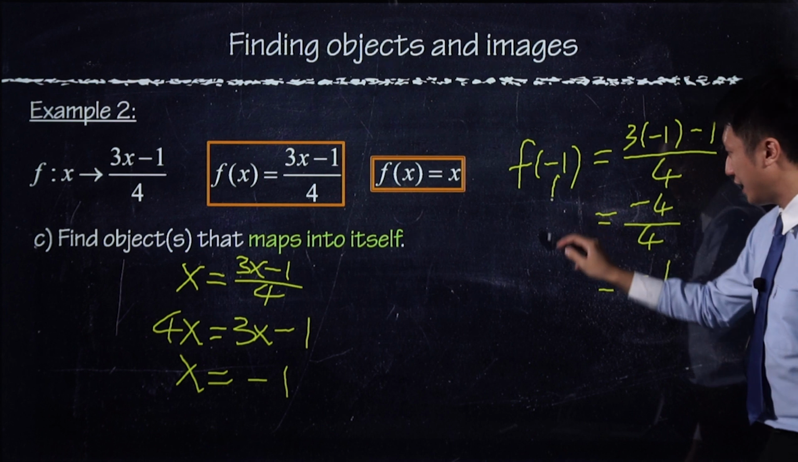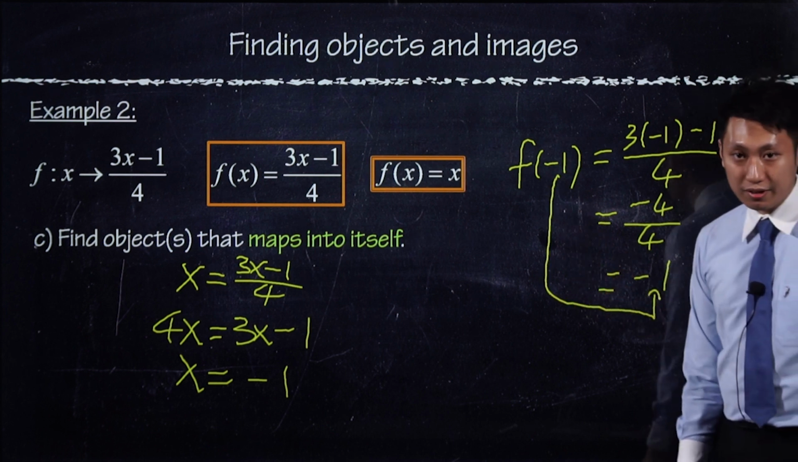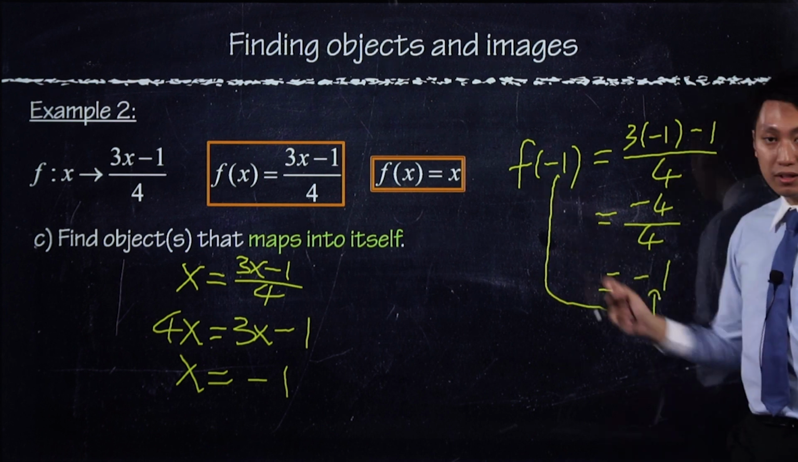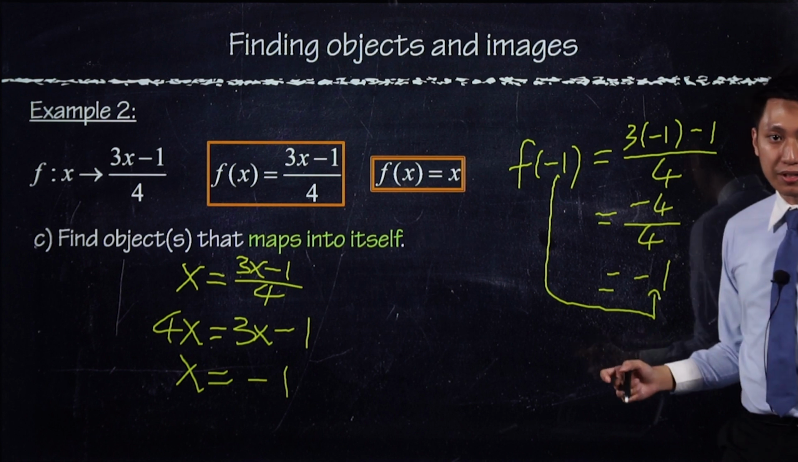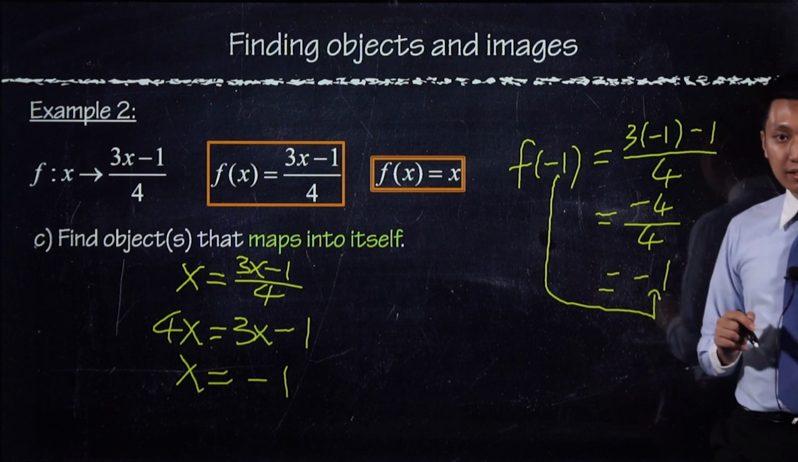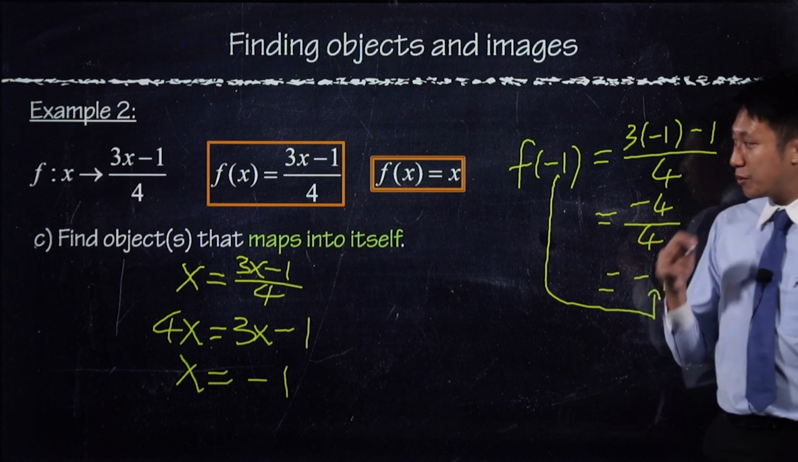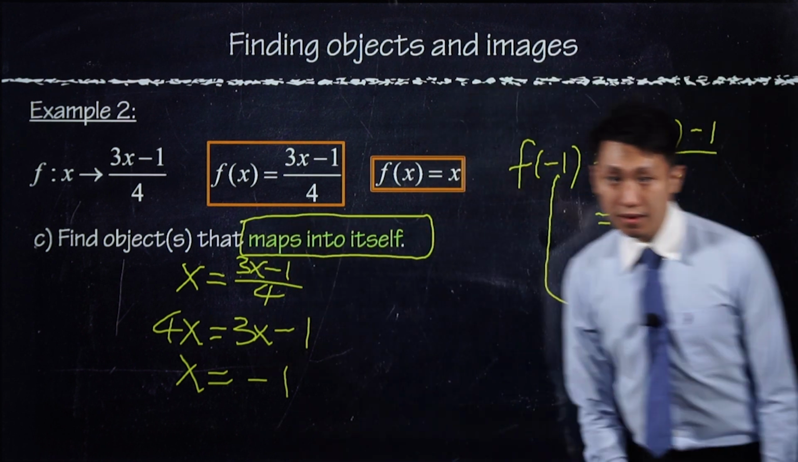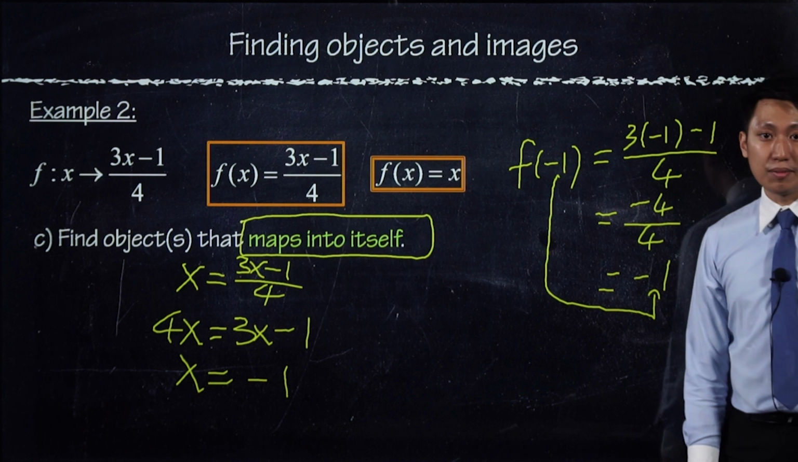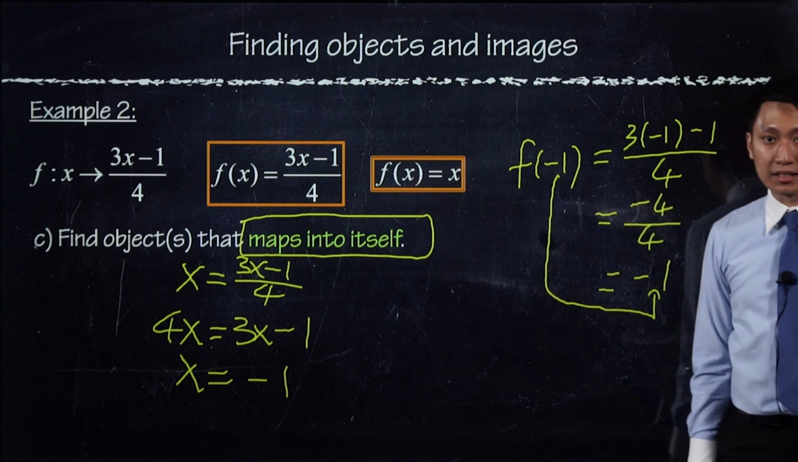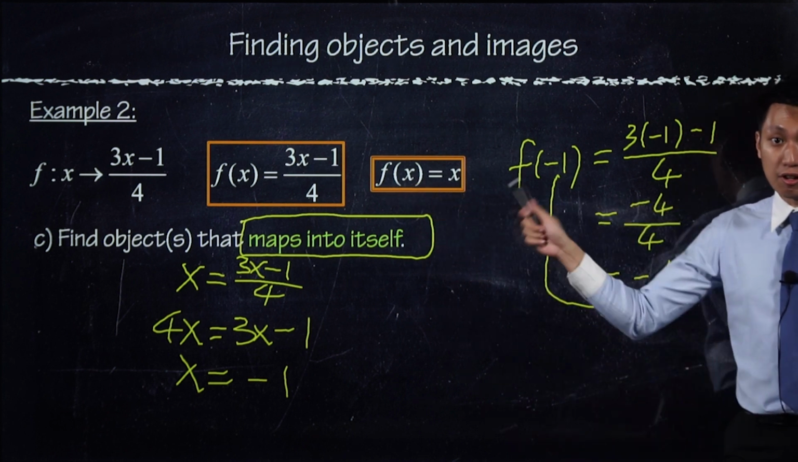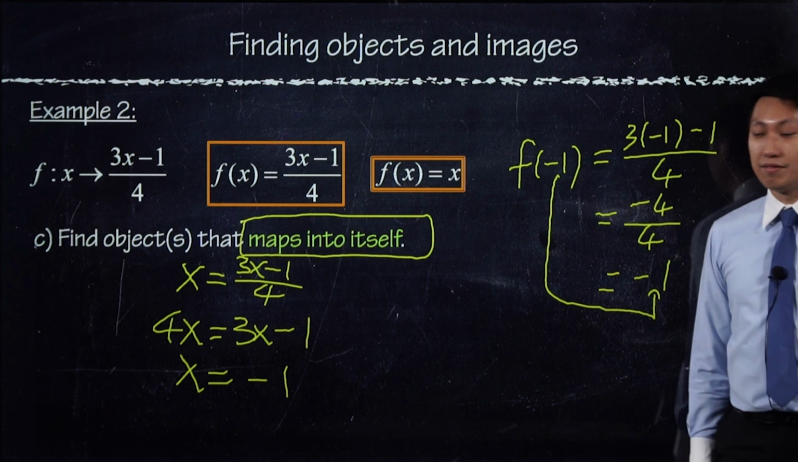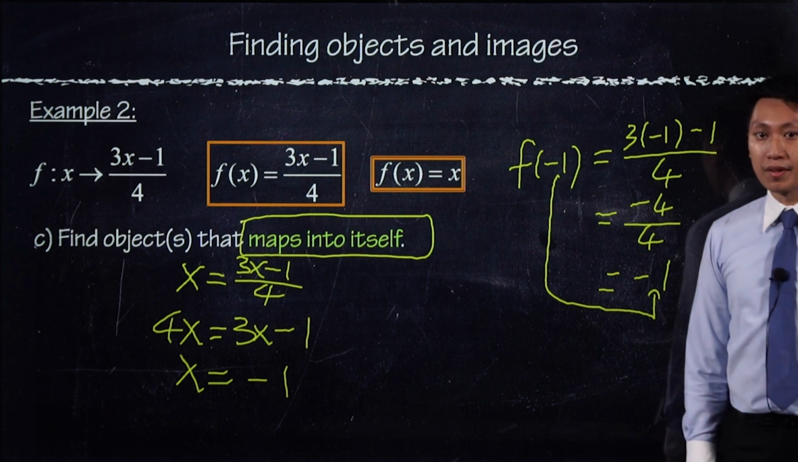So it maps into itself. Maps -1 to -1. So that's what it means. Okay, get the answer? This is the key word in the exam: maps into itself, or maps onto itself. In the exam, you need to remember it's f(x) equals x. You need to be able to write this one. Remember this word. Very likely to be in your exam.